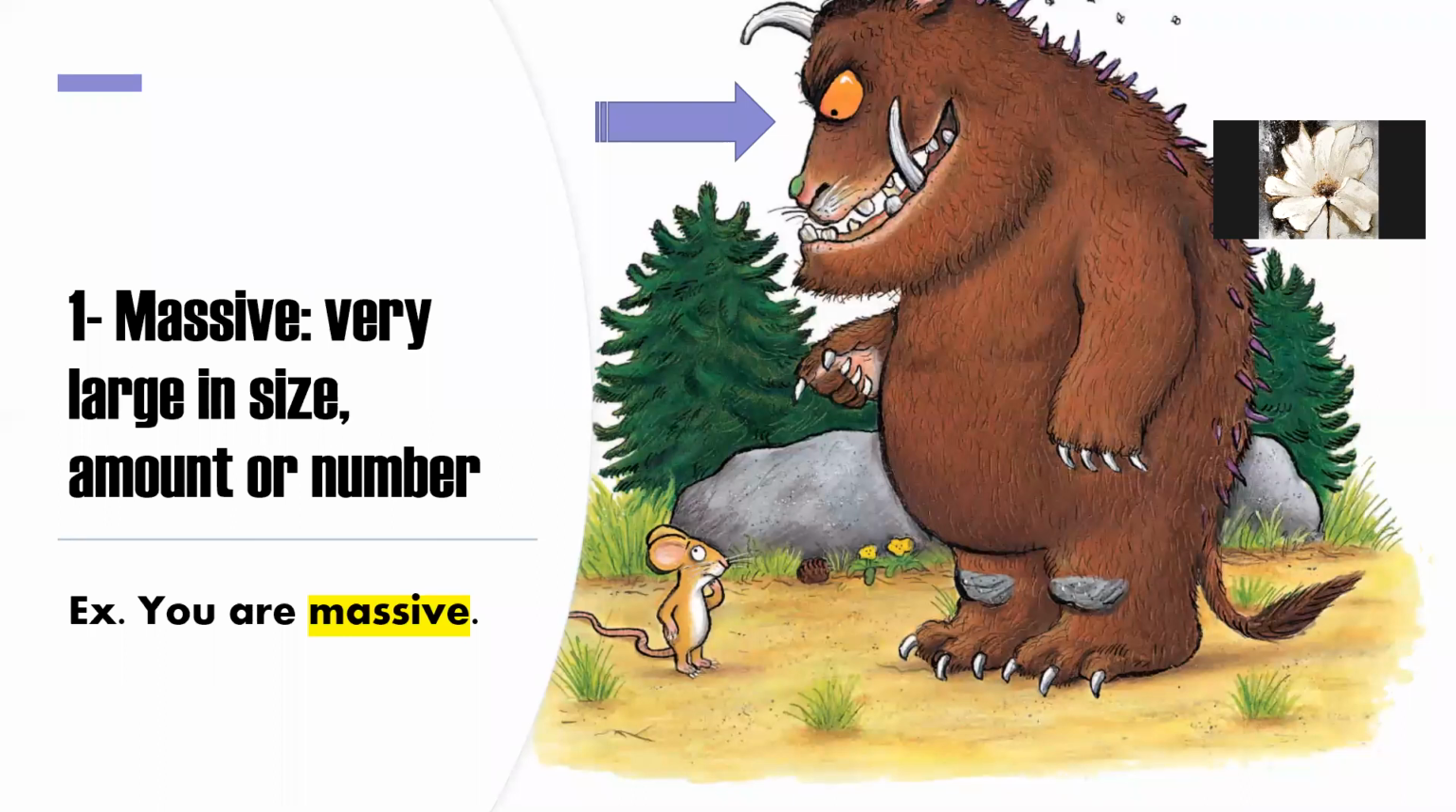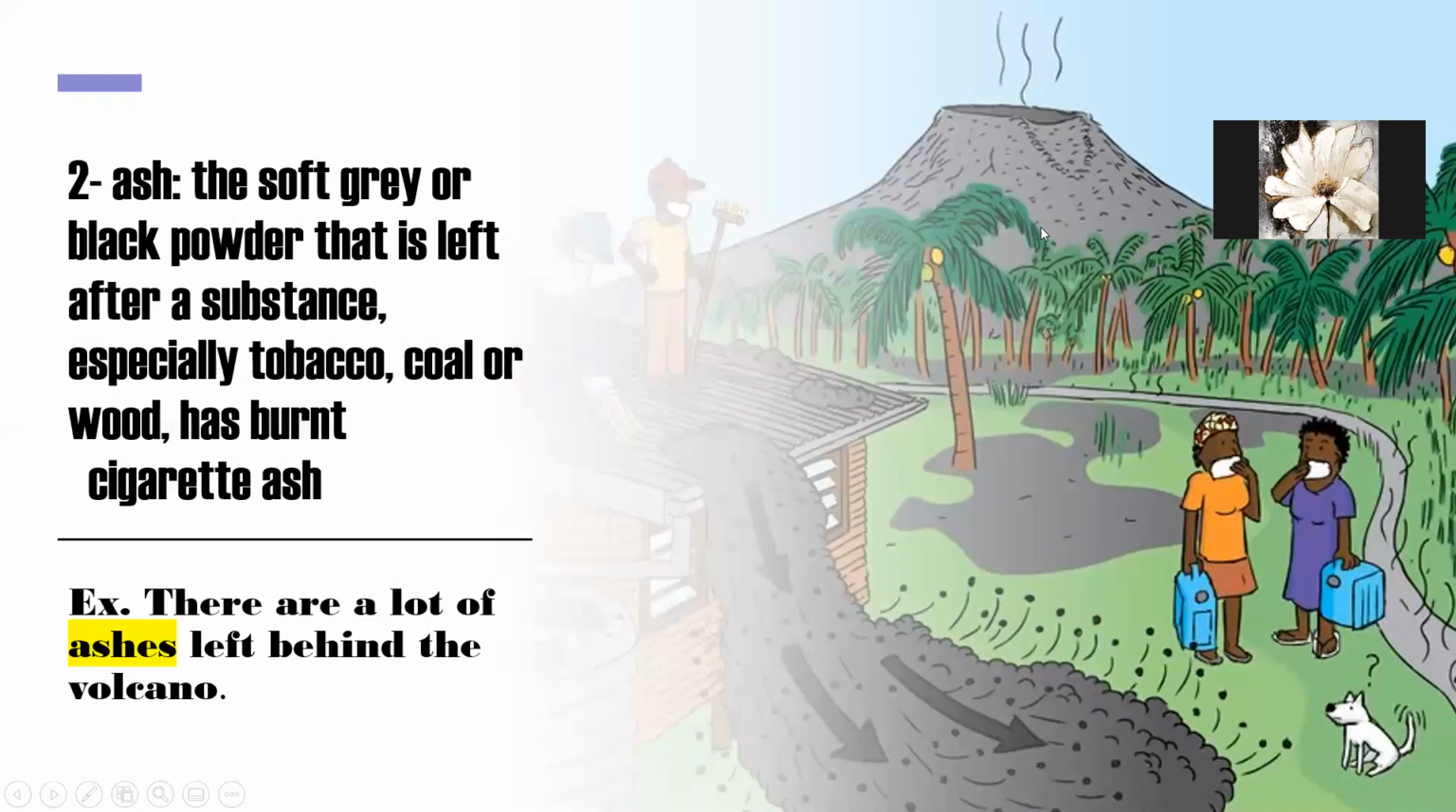What's the meaning of massive? Massive means large, huge. If you know the answer, guys, before showing you the answer, please raise your hand. Massive means very huge in amount or number. So I see here, the rat or the mouse is talking to the monster, and this rat told the monster, "You're massive." Massive means very huge. Large.